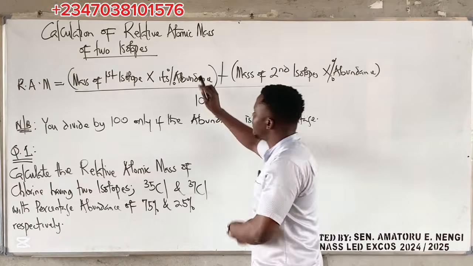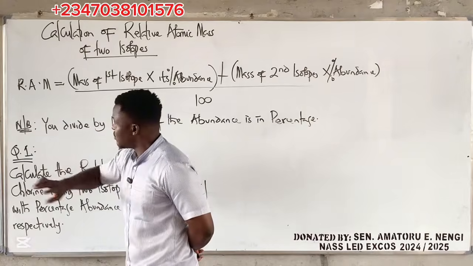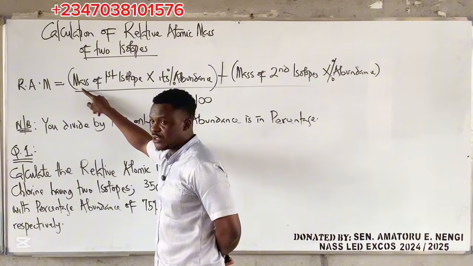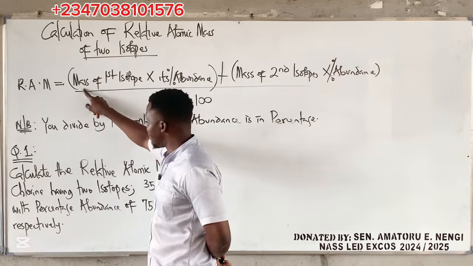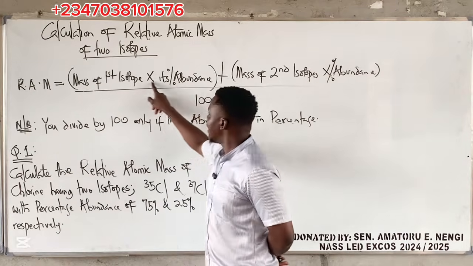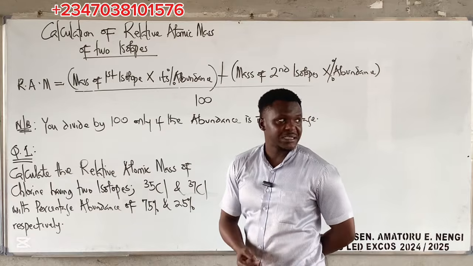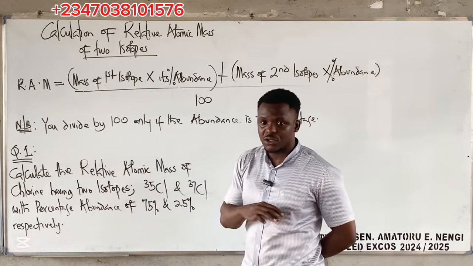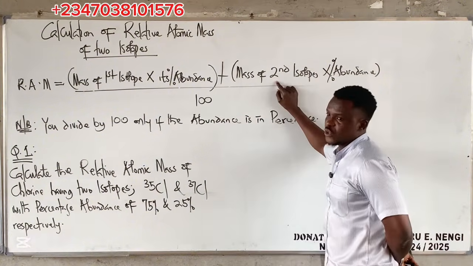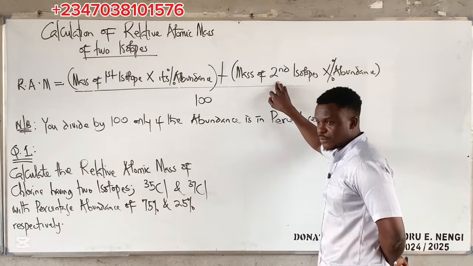Now, calculation of relative atomic mass. For two isotopes, to get the relative atomic mass, you have to take into consideration the mass of the first isotope. This is the mass number. The mass number of the first isotope times its percentage abundance. They always give you the abundance. Abundance can be given in either percentage or just normal abundance. Plus mass of the second isotope times percentage abundance of the second isotope, all over 100.